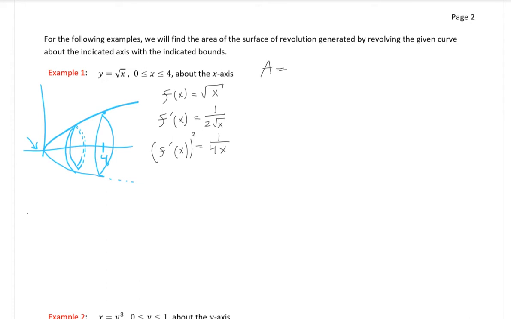So then, for the surface area, we have 2 pi from 0 to 4. In this case, since we're rotating around the x-axis, we're going to have the variable agree with that. So from 0 to 4, we have the function, which is root x, times the square root of 1 plus the derivative of the function squared, which we found to be 1 over 4x, dx.